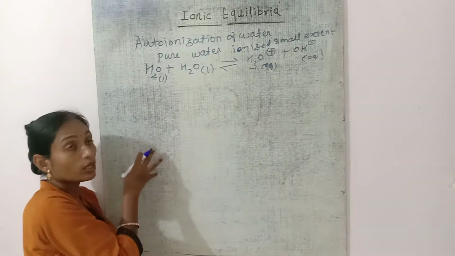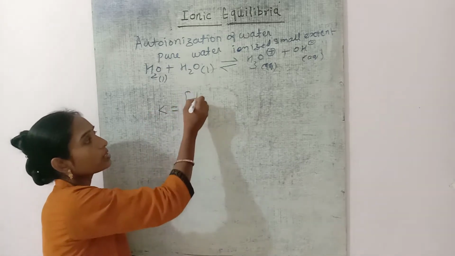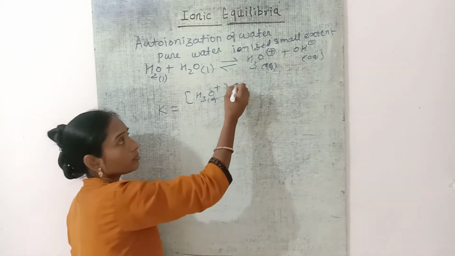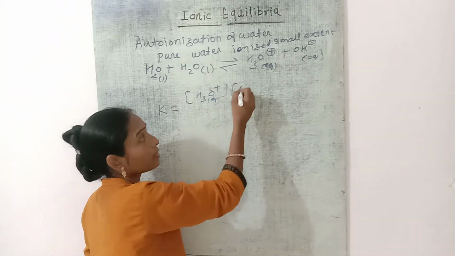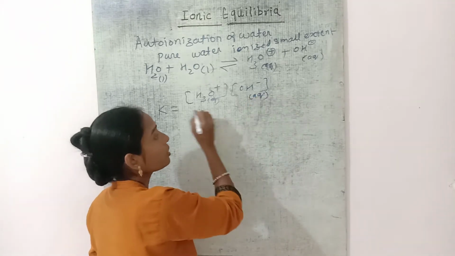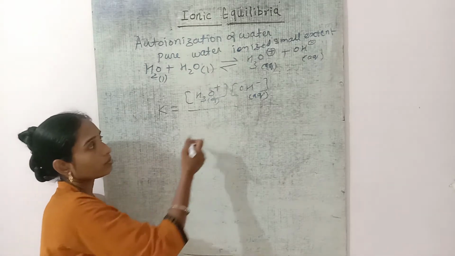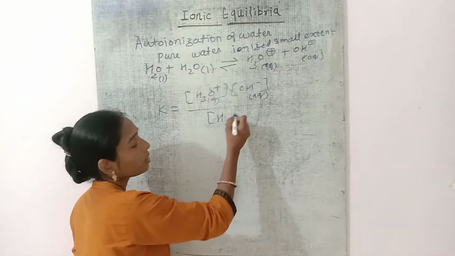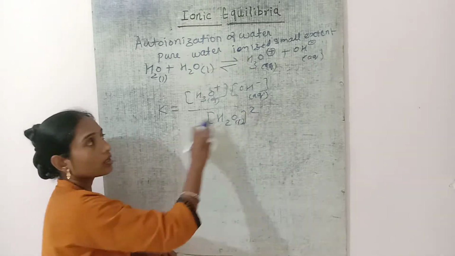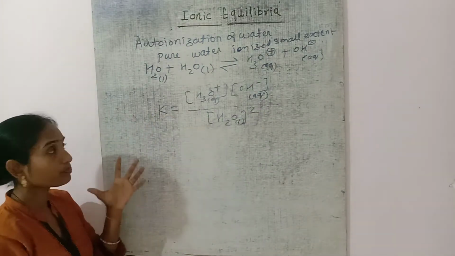You can write the equilibrium constant for this equation: K is equal to the concentration of H3O+ (aq) and OH- (aq) over the unionized water. You know about this from the dissociation of weak acids and weak bases. So this is the equilibrium constant for water.